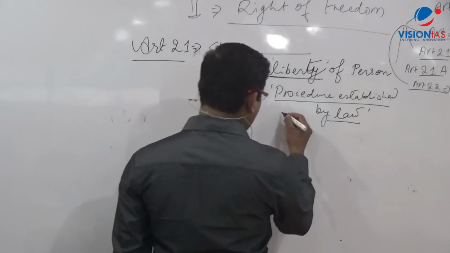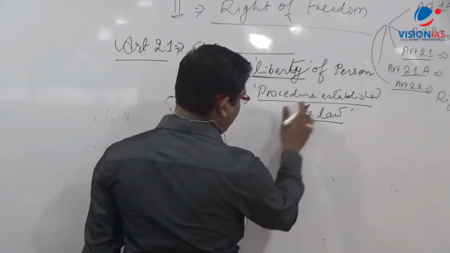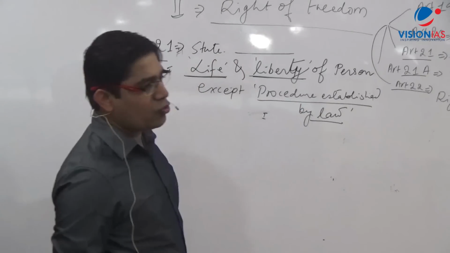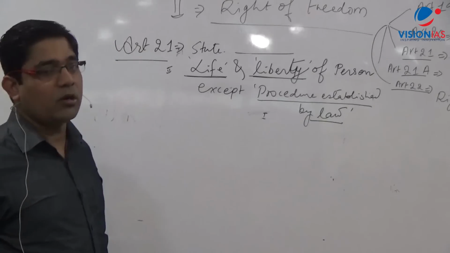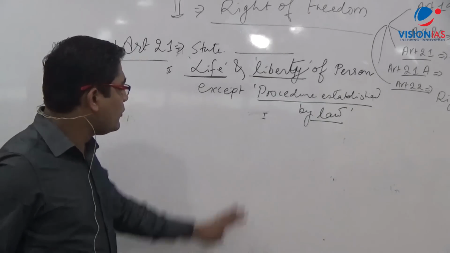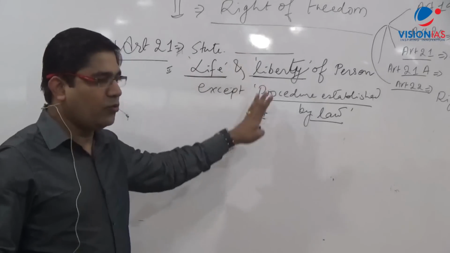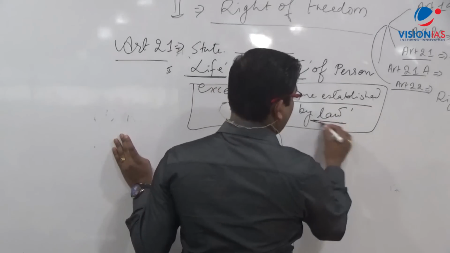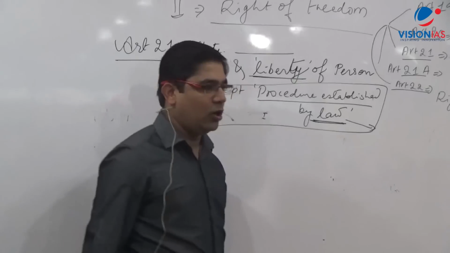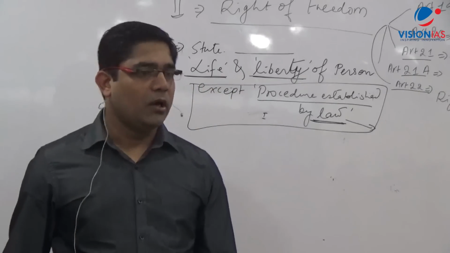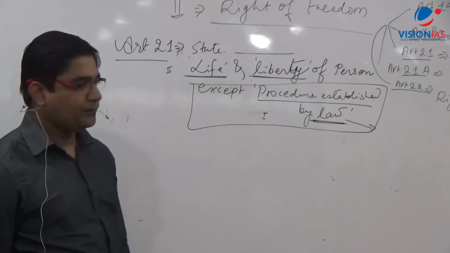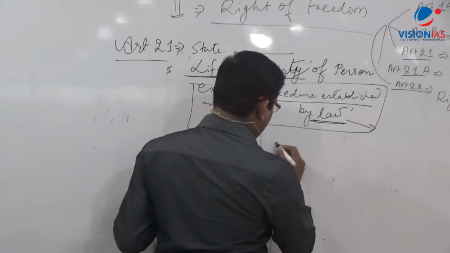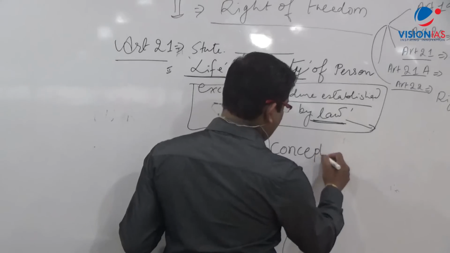In fact, here there are two parts. First, what does it mean by the procedure established by law, and then we'll come to the ambit and the scope of the words life and liberty. What does it include in life and liberty? So first we will see that if at all this freedom has to be curtailed, somebody should make the law, and again there will be a judicial review for it. Before going into this interpretation, there are two concepts here.